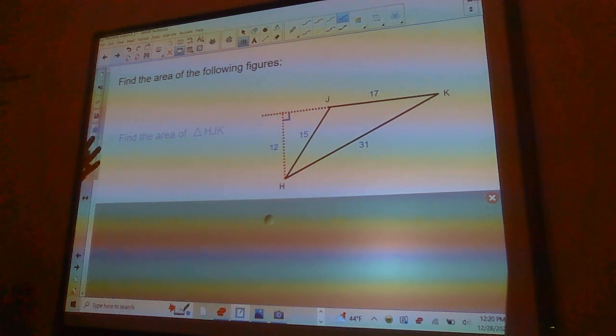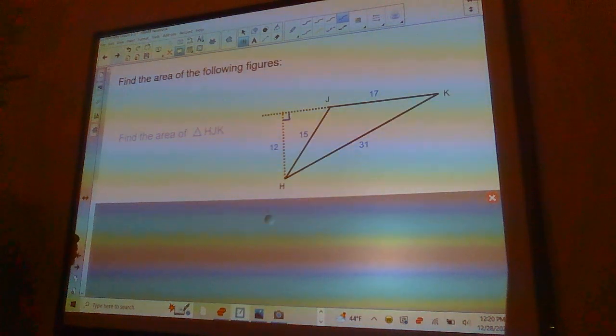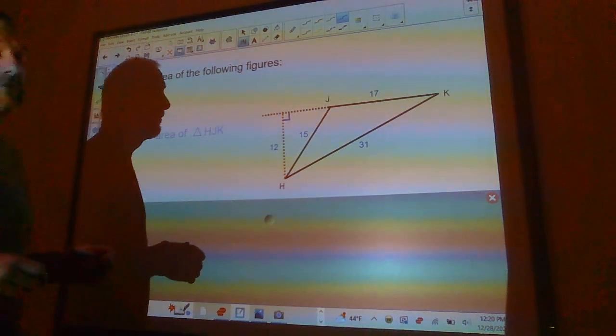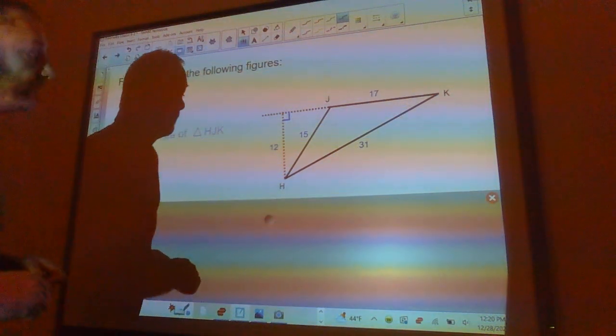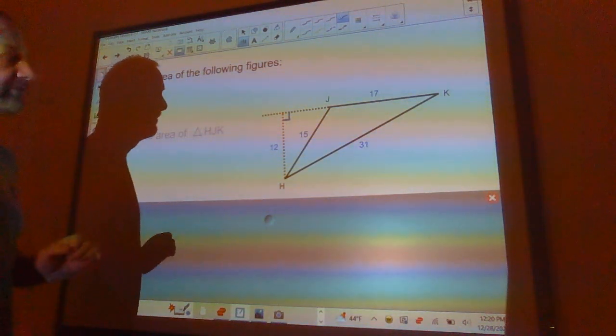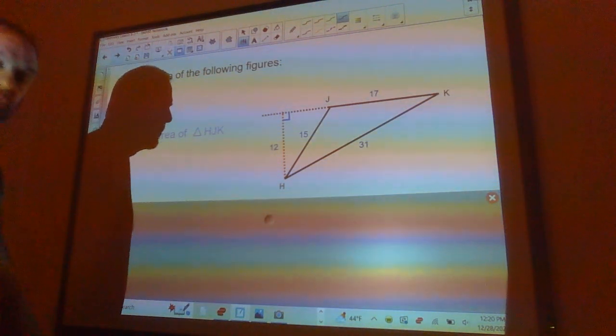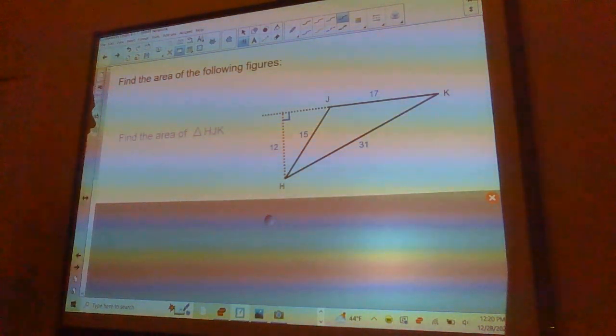Okay, find the area of the following figures. All right, so we've got a bunch of formulas. We've got a triangle area formula. We've got a trapezoid area formula. We've got a kite area formula. Okay, so I'm going to let you pause the video right here, try to figure out the answer to this, and then you can jump back on and see how I did it.